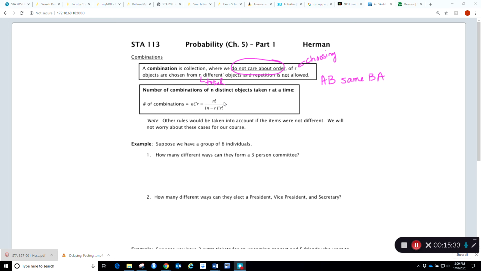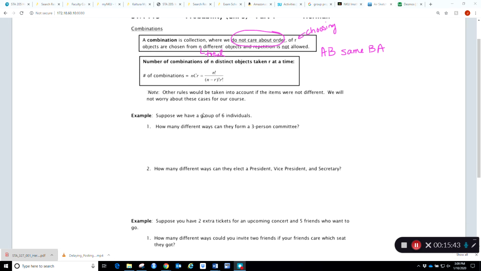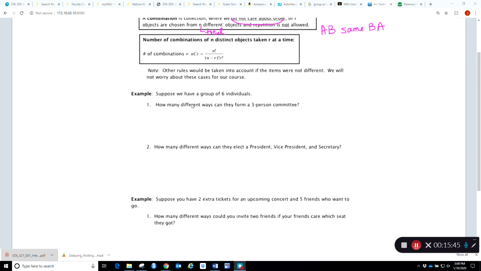So let's go through and actually do some examples where we would have to apply either the multiplication rule, a permutation, or a combination, so we can see why we would use one rule over another. We're going to start with a group of 6 individuals. We want to figure out how many different ways they could form a 3-person committee. So I know I'm going to choose 3 people. So I have these 3 spots.